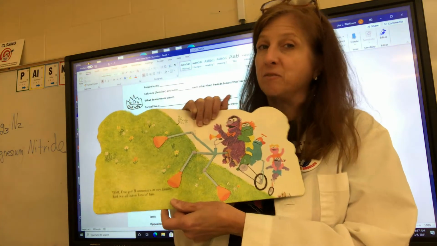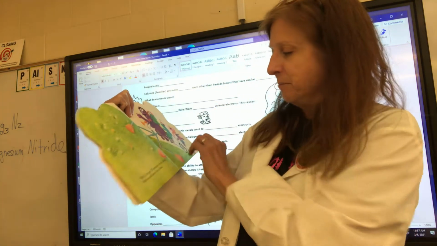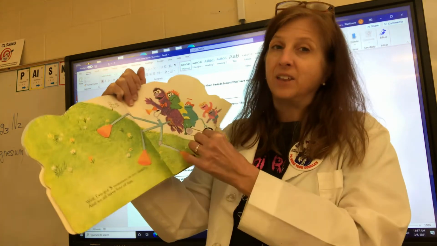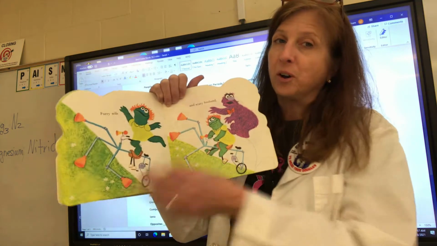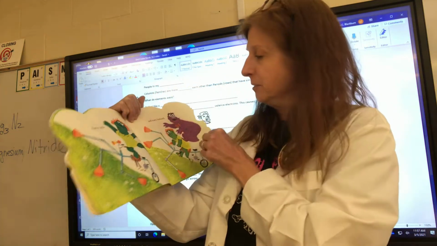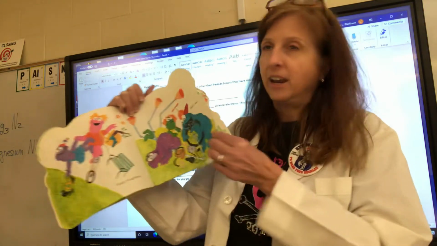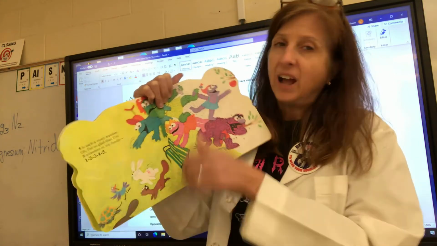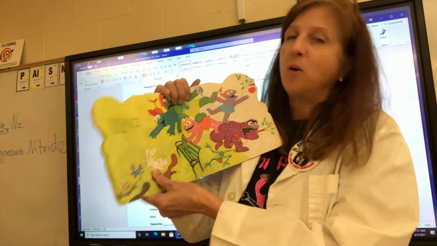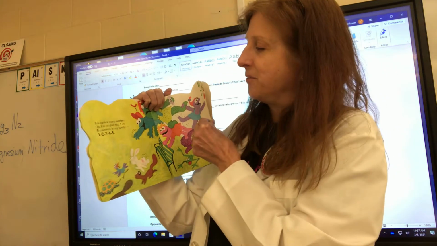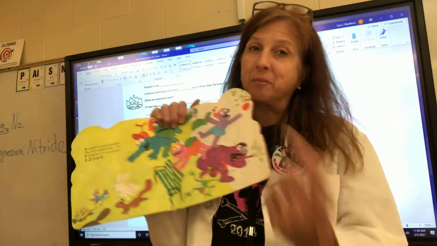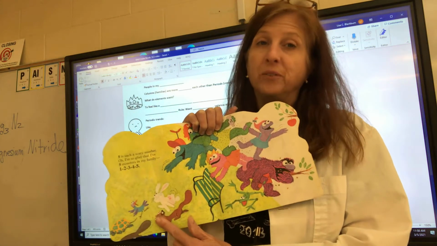Well, I've got 5 monsters in my family, and we all have lots of fun. A furry wife, a scary husband, fuzzy daughters, hairy son. 5 is such a scary number. Oh, I'm so glad that I have 5 monsters in my family. 1, 2, 3, 4, 5.